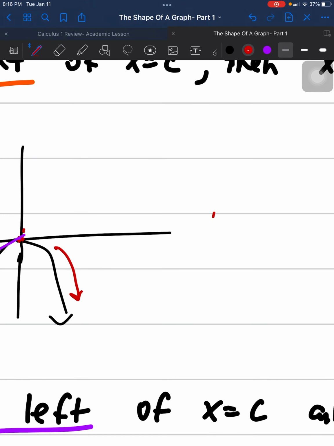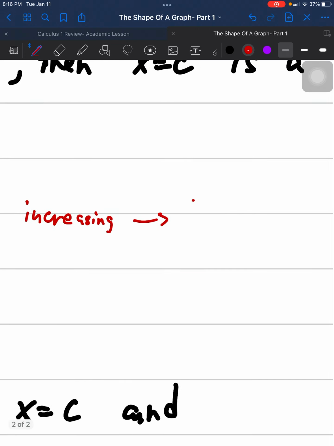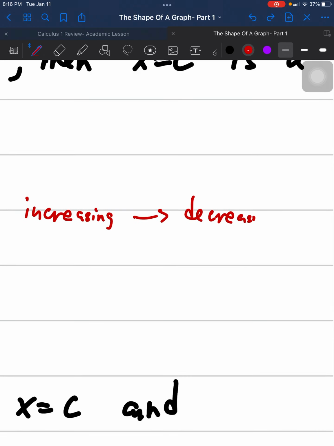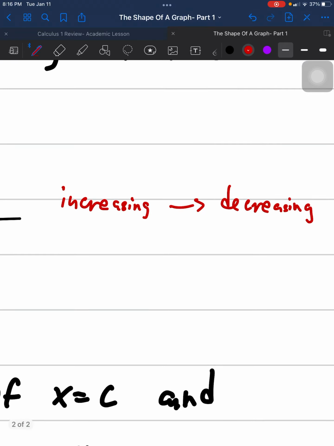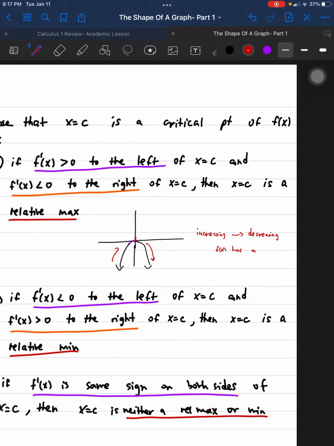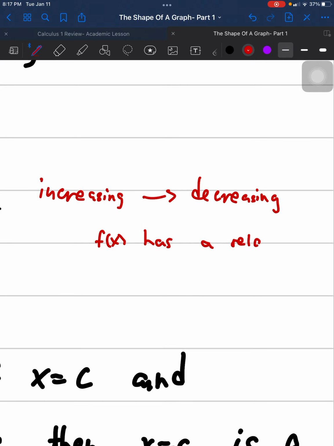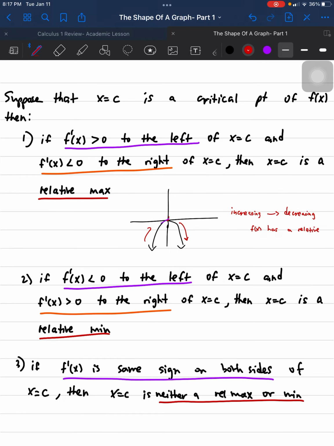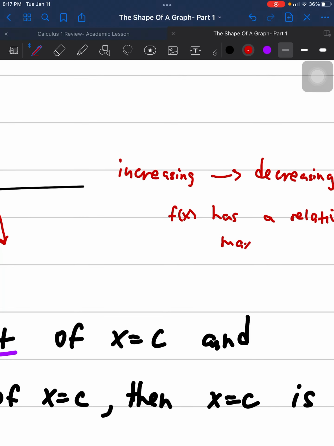So if it's going from increasing to decreasing, this implies that the function has a relative max.